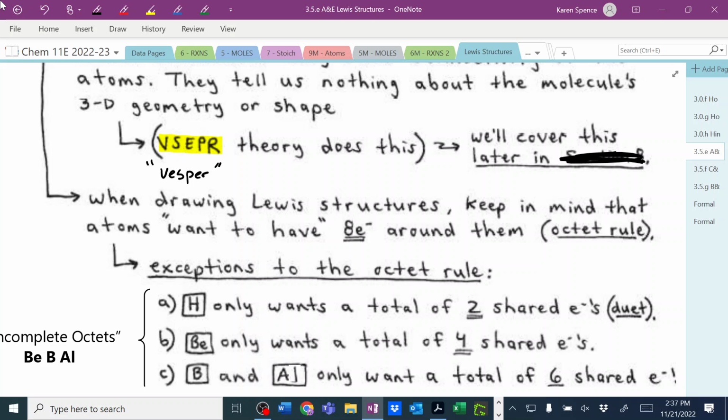And also bear in mind that it is highly unlikely on the AP exam you will be asked to draw Lewis structures of metals, because mostly we're concerned about showing structures of molecules, which are all non-metals.